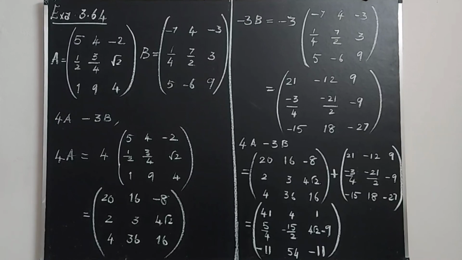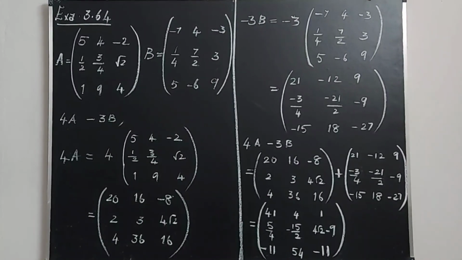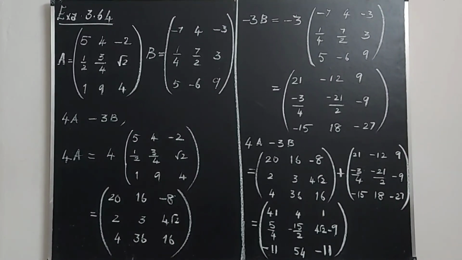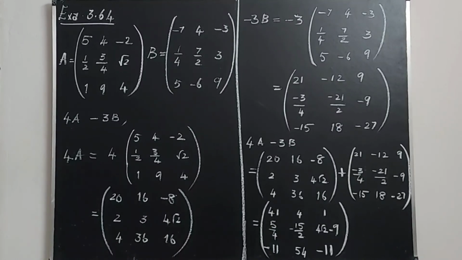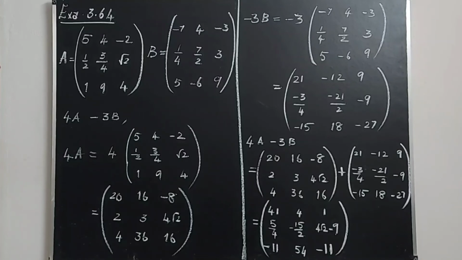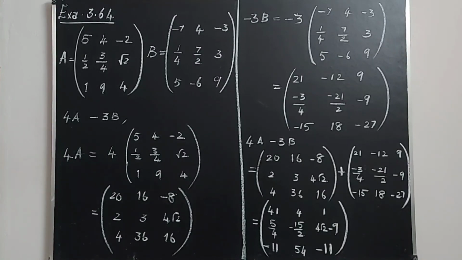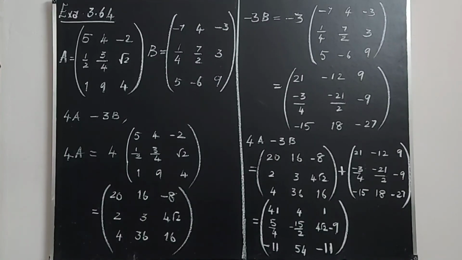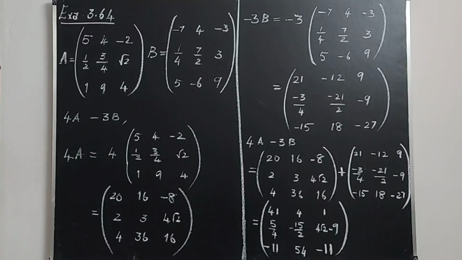Children, in this class we have learned the operations on matrices. Two operations we have learned: addition and subtraction of matrices. What's the condition for adding or subtracting matrices? They are of the same order. If they are not of the same order, it is not possible to add or subtract them. What's the procedure to add them? If they are of the same order, the corresponding entries should be added or subtracted.